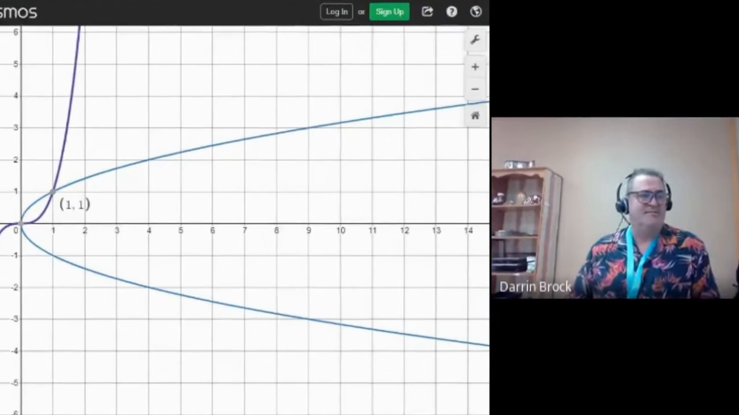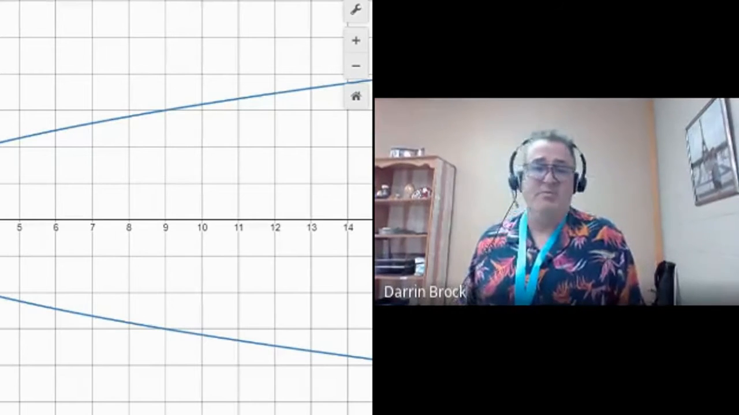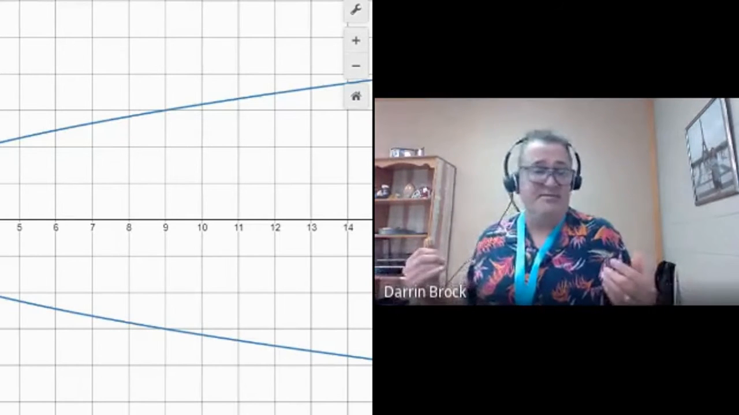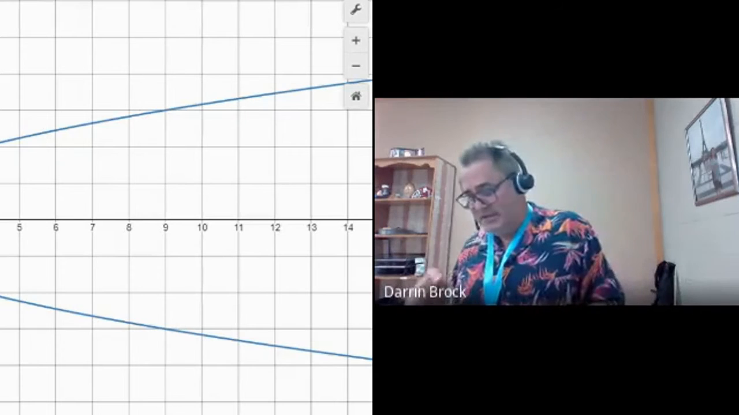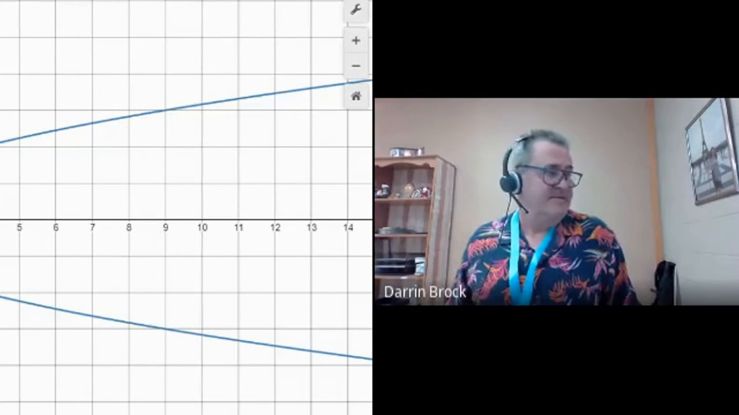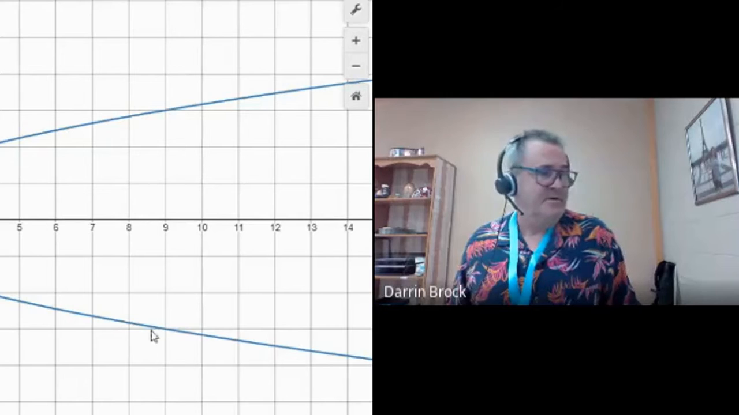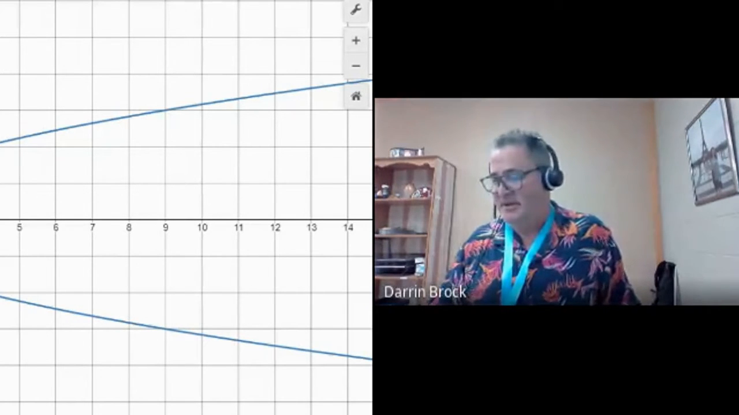So 3 different types of symmetry we look at. Symmetry with the y-axis, symmetry with the x-axis, and symmetry with the origin. We know there's more. We could have symmetry around other lines. We can have symmetry across the diagonal, y equals x. But in this lesson, we're basically talking about those 3 primary symmetries: the x-axis, y-axis, and with respect to the origin.